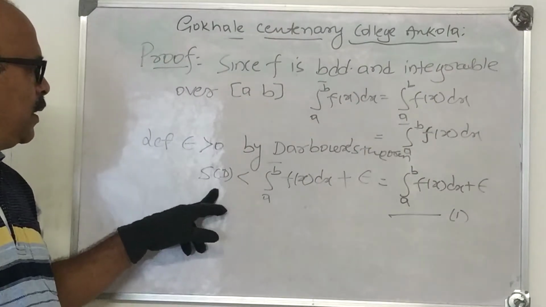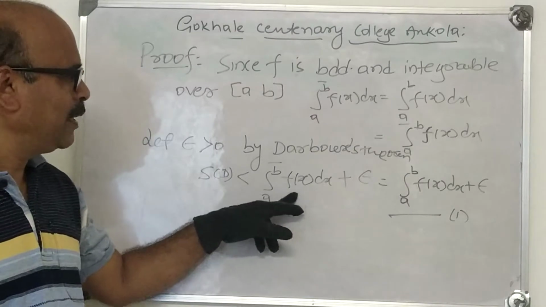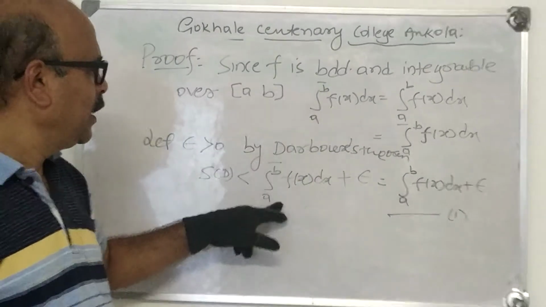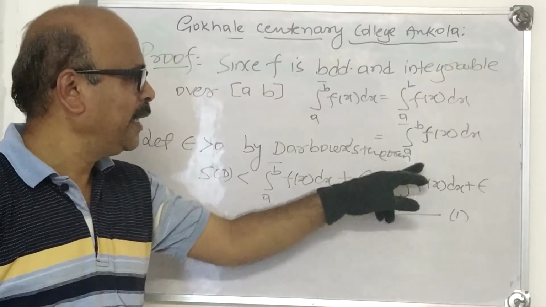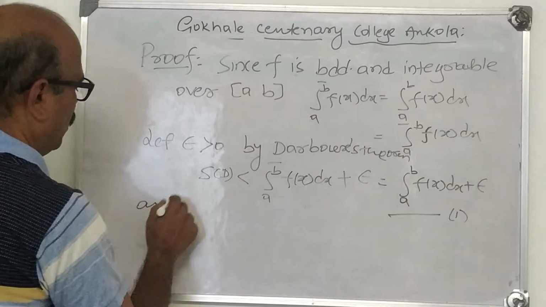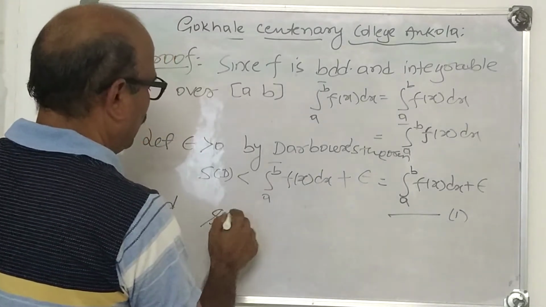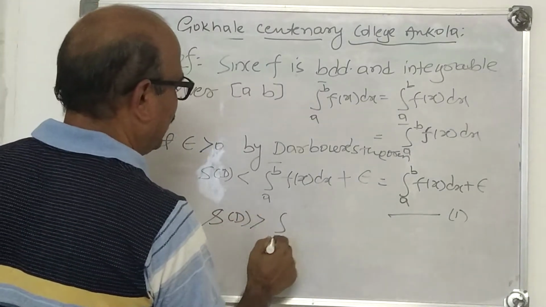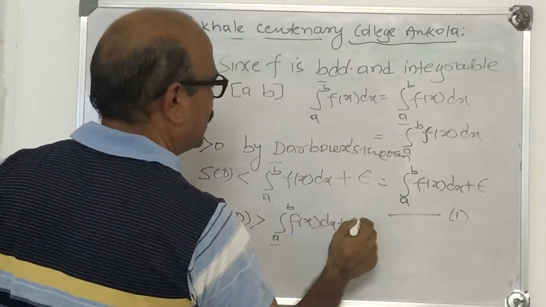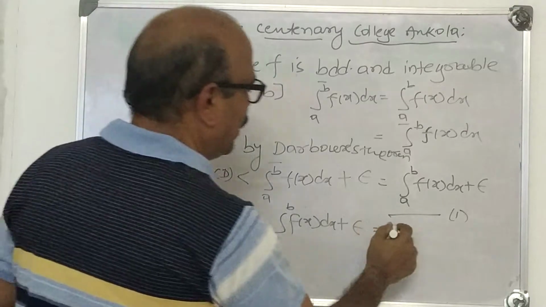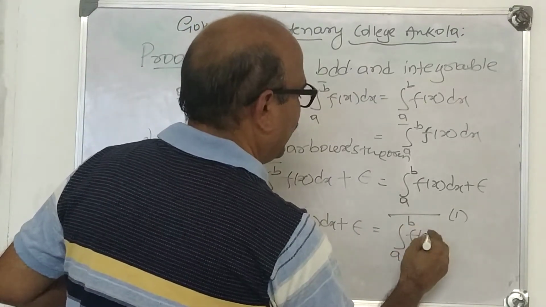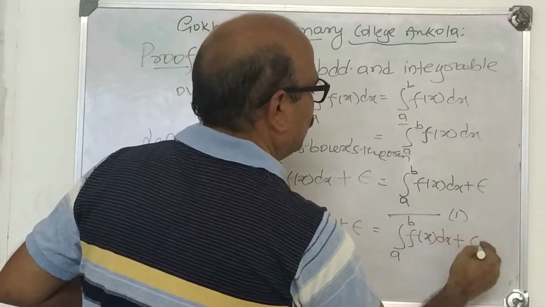See, Darboux's theorem is like this. First theorem: capital S is less than the upper integral from a to b of f(x) dx plus epsilon. But since the function is integrable, in place of the upper integral we have taken the integral from a to b of f(x) dx. And what is the second theorem? Small s is greater than the lower integral from a to b of f(x) dx minus epsilon. But the lower integral is the same as the integral from a to b, so it is the integral from a to b of f(x) dx minus epsilon.